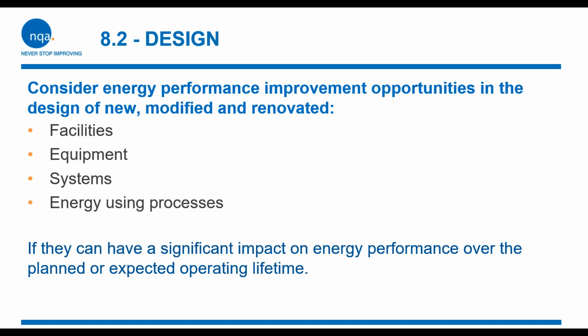Two clauses that come together very, very closely: design and purchasing. We have to design and purchase for energy efficiency. So if we've got 50,001 in place, we have to think about anything that we're going to change, manage, or update. We have to think about the energy performance of that equipment, whether it's facilities, equipment, new control systems, or processes using energy. We need to think about the amount of energy that those are going to use.